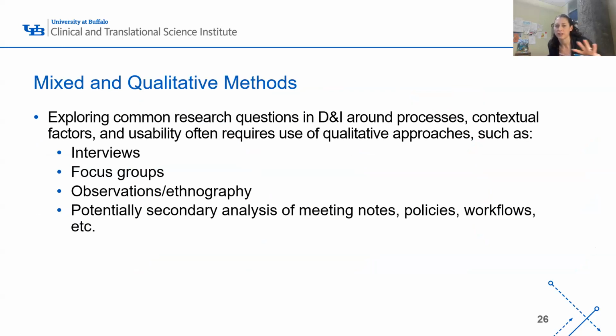So we're just going to very high level sort of brush the surface here. But qualitative methods are often used in implementation research because they're helpful for understanding all of these sort of complex contextual factors and processes, usability, perceptions, all of those things that we've talked about over the last couple of workshops, that qualitative methods can really help us.